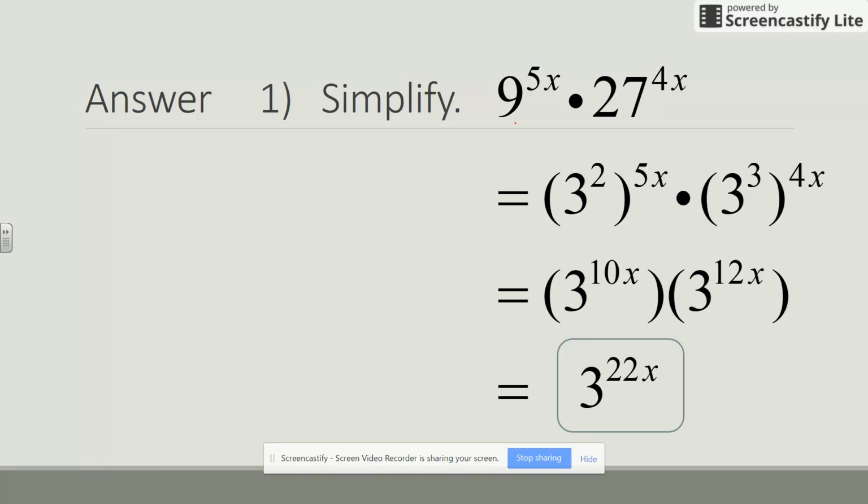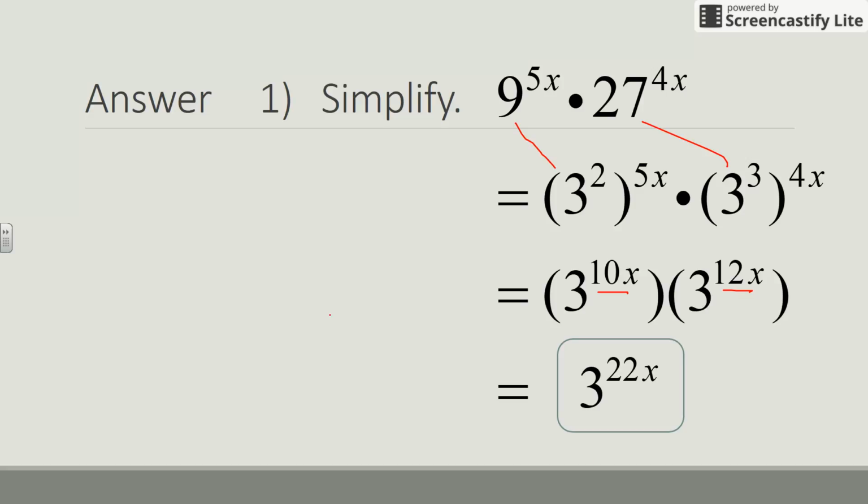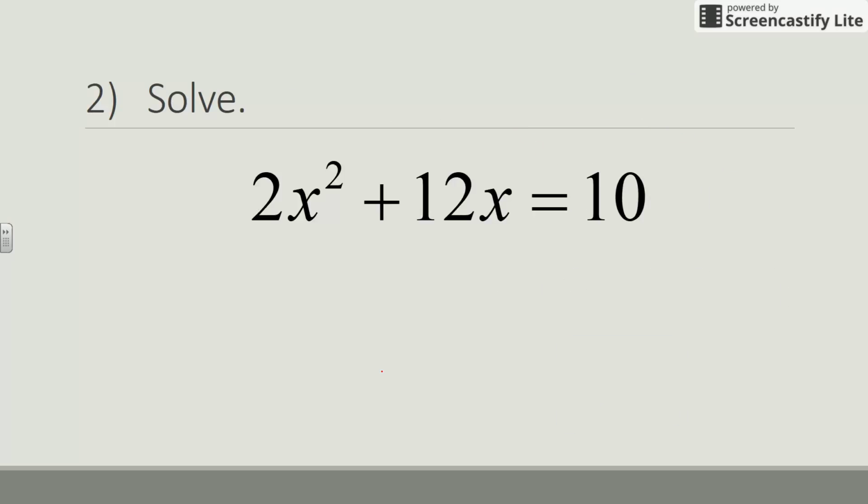So multiply these. You simplify, write both of them as powers of 3, and then raise the power to a power by multiplying. So 10x plus 12x. Most common error here is to multiply and get 120x squared. Just remember that when you raise power to power, you multiply, but when you're multiplying exponents, you add the exponents.